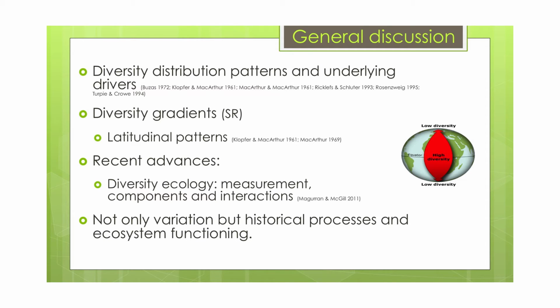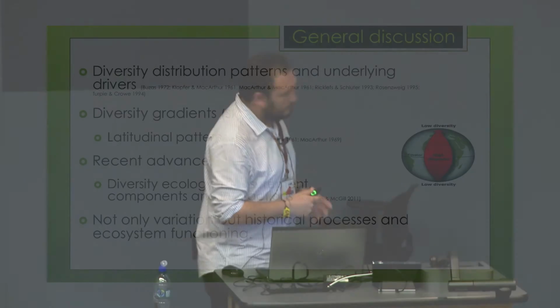Also, diversity gradients, which was expected, very classic works, but it works the same for functional diversity too, which is very, very interesting. And the recent advances, including diversity ecology, which is also understanding measurement components and interactions, I think can provide more details on not only understanding the ecosystem and diversity per se, but also how to protect those. Not only working with species and ecosystems, but protecting the entire ecosystem and the functions that occur in there.